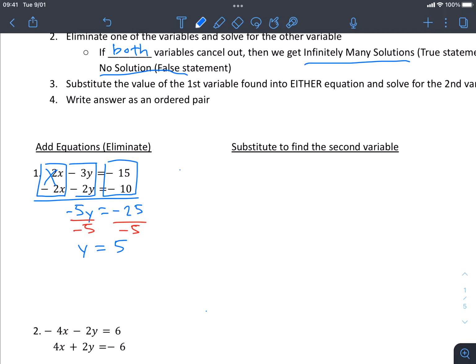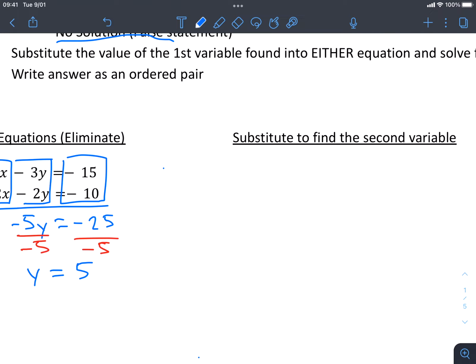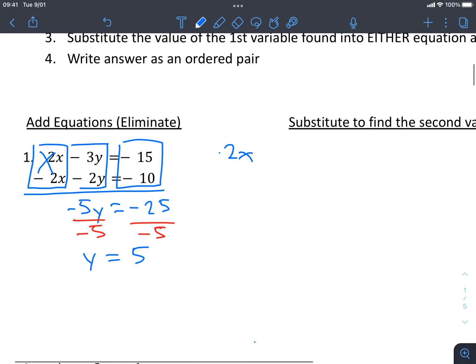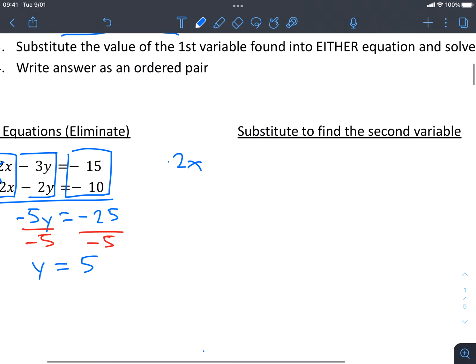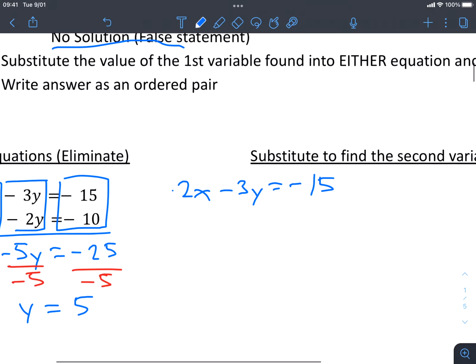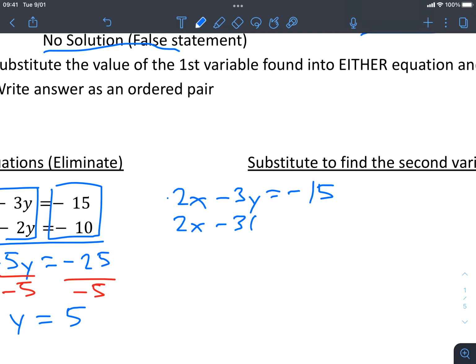Now I need to go back into either equation to find my x. And to do that, I'll pick the first equation. So I have 2x minus 3y is equal to negative 15. Now, again, I know what my y is, so I'm going to substitute my y for 5. Now that I have substituted that variable, I can solve for x.